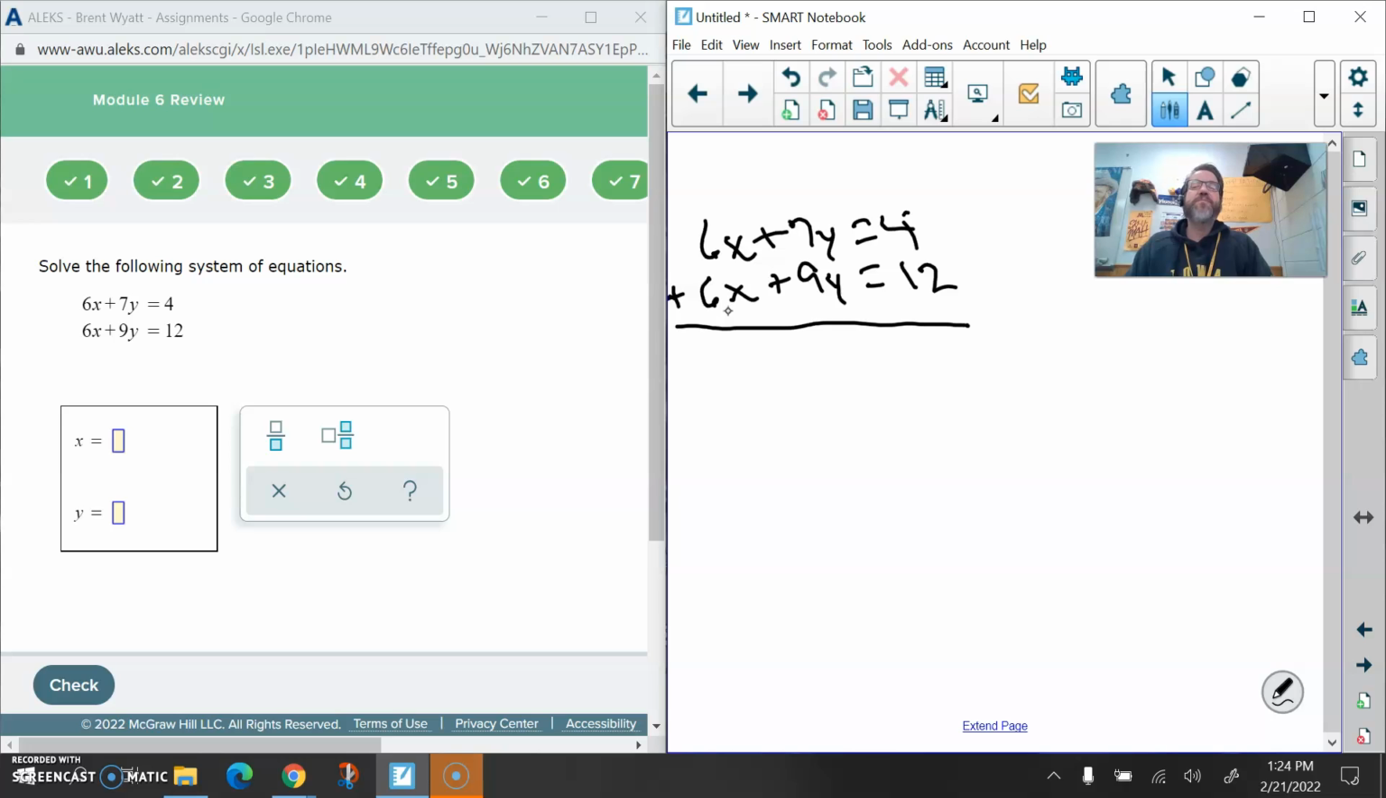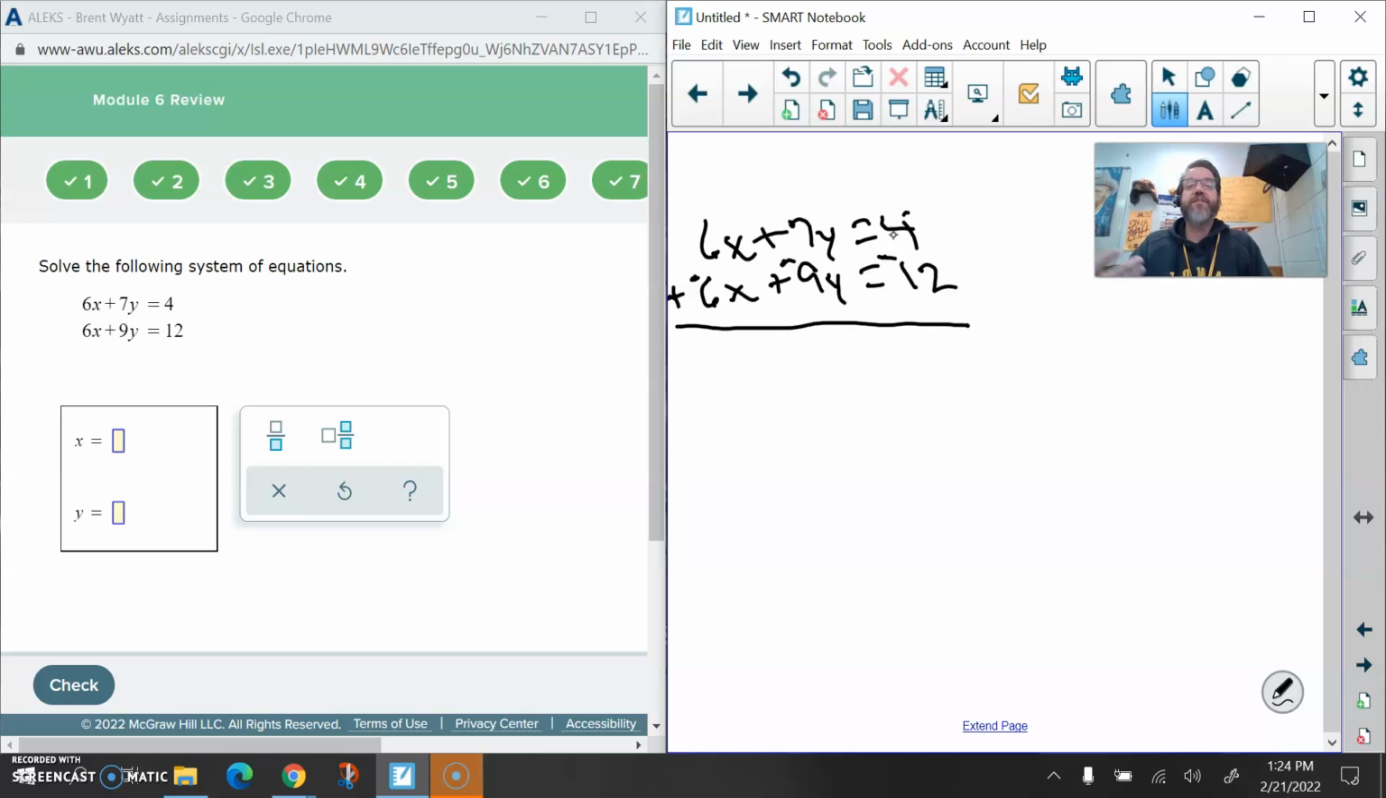So what I need to do is actually subtract these. And subtracting is the same thing as adding the opposite of a number. So what I'm going to do is change all of my signs in the second equation. Effectively, I'm multiplying that entire equation, every term, by -1. This becomes -6x. This becomes -9y. This becomes -12.